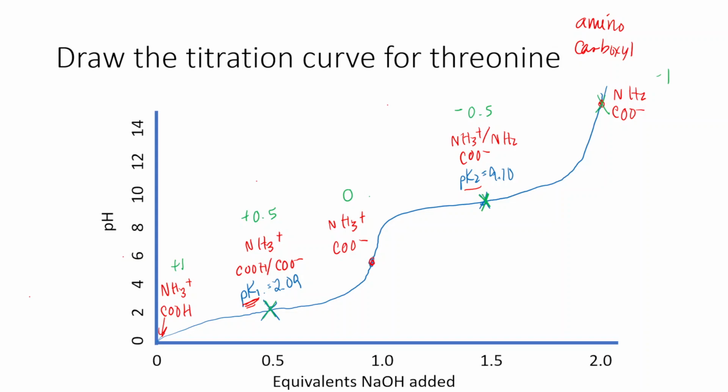Yeah, exactly. It's right in the middle here. I actually forgot to do the math on that, but it's exactly halfway between our two pKs. So if this one is 2.09 for our first pK, our second pK is 9.10. You can average those out, and you will get something around 5.5. I did not do the exact math on that. Does that make sense to everybody? Any questions about that?